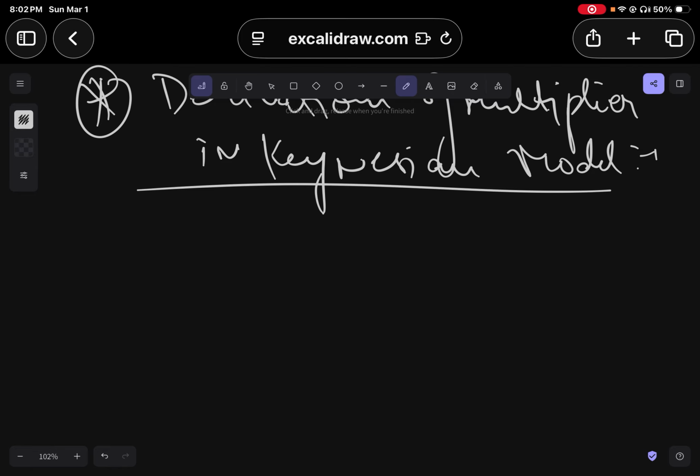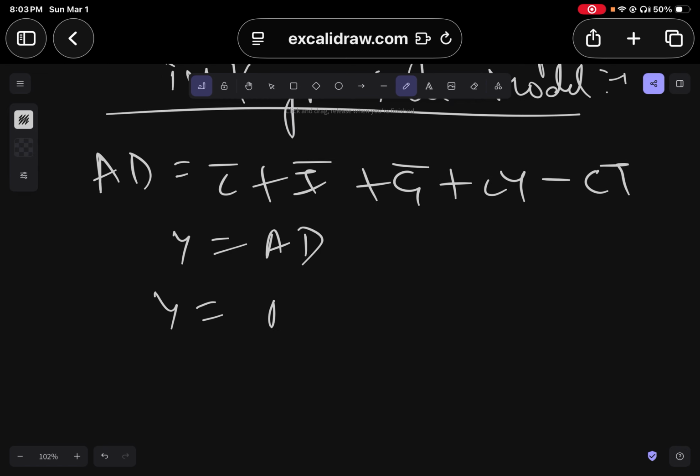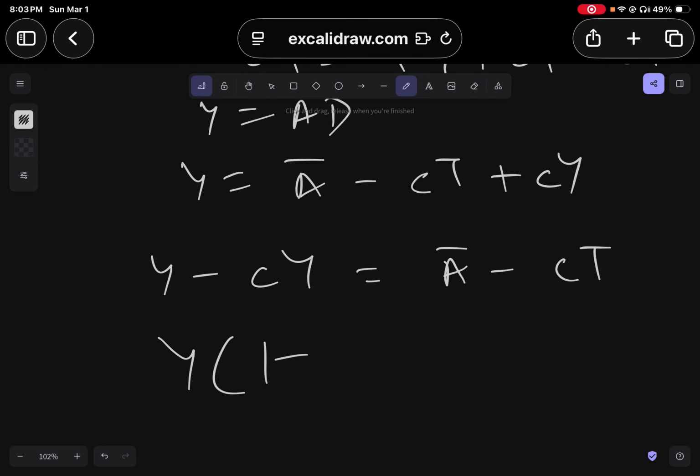So there is something called autonomous multiplier under Keynesian model. It represents the constant which increases the rate of change in output due to a given change in autonomous variable. So AD is equal to C bar plus I bar plus G bar plus CY minus CT. In equilibrium, Y is equal to AD. So Y is equal to A bar minus CT plus CY. Y minus CY is equal to A bar minus CT. Y common 1 minus C, A bar minus CT.